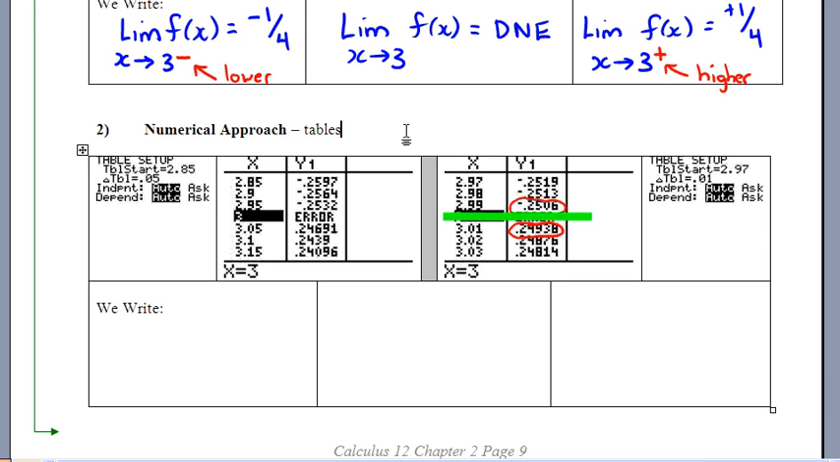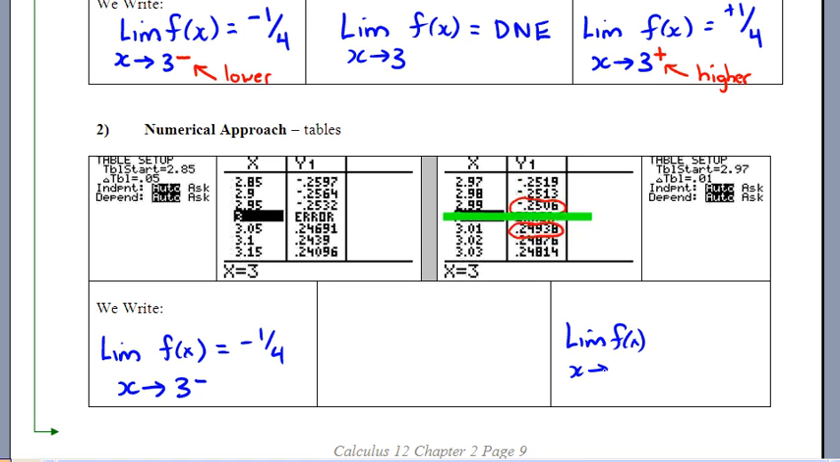So I could do this whole story numerically, right? If all I had was the table, I could look at this table and say it looks like the limit of this function. I'm just going to write the same thing that we had before. It seems to be heading towards a y value of -1/4 when x heads towards 3 from below. And the answer for this function, when I head towards 3 from the right-hand side, seems to be a different answer, seems to be 1/4.